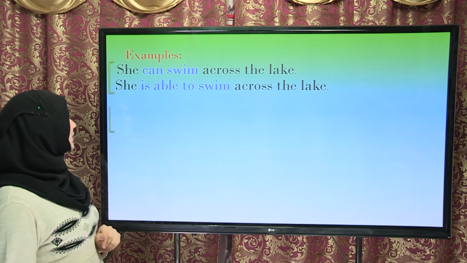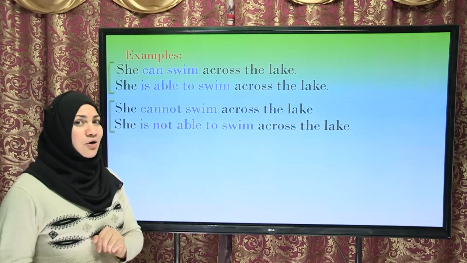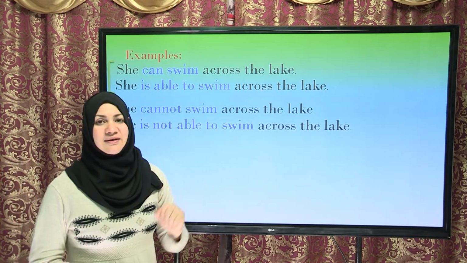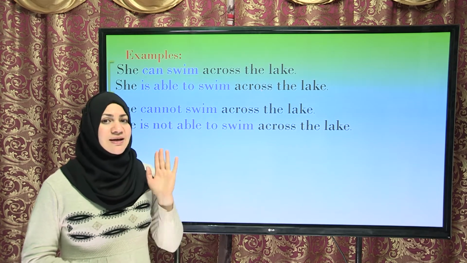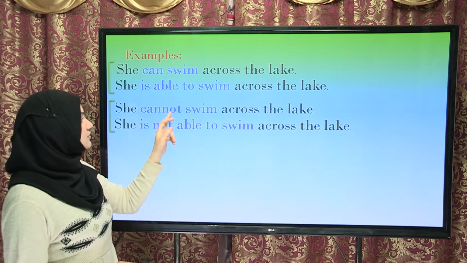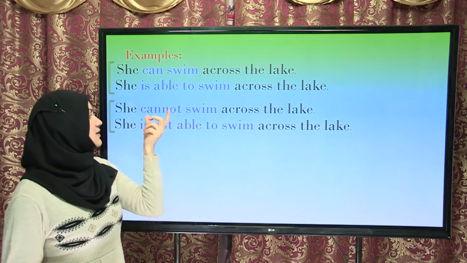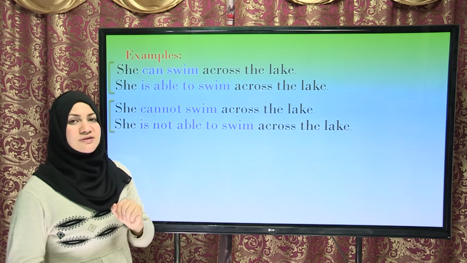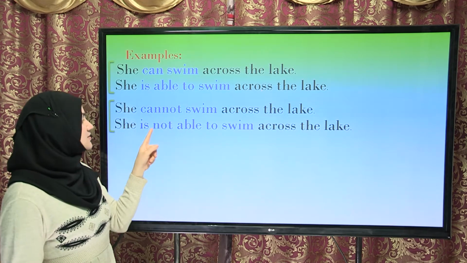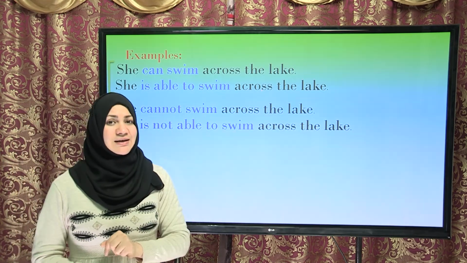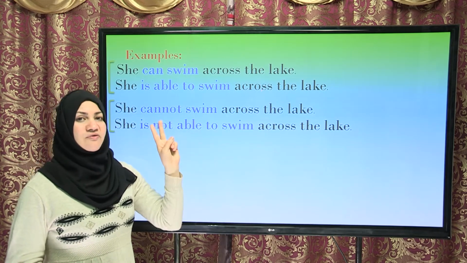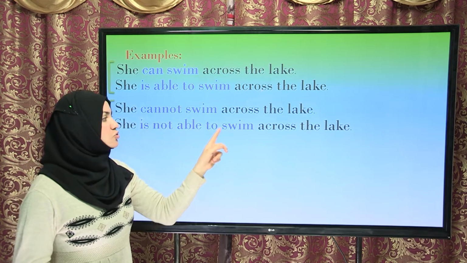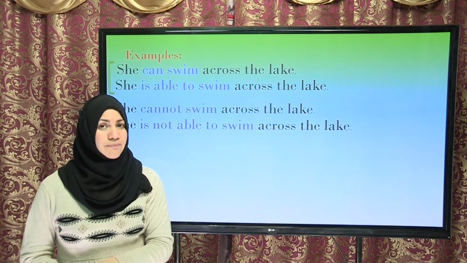The second example here, negative form in present tense. She cannot swim across the lake. We have used the same examples. Negative form of can: cannot or can't. She cannot swim across the lake, or she is not able to swim across the lake. The same meaning, both verbs. Cannot swim equals is not able to plus infinitive, to swim.